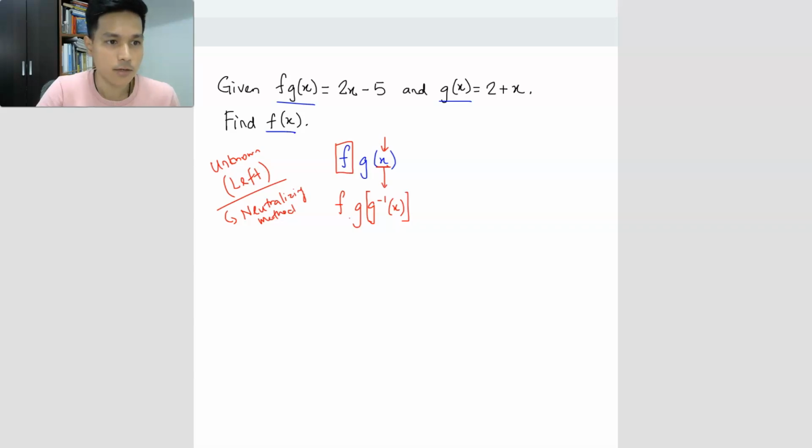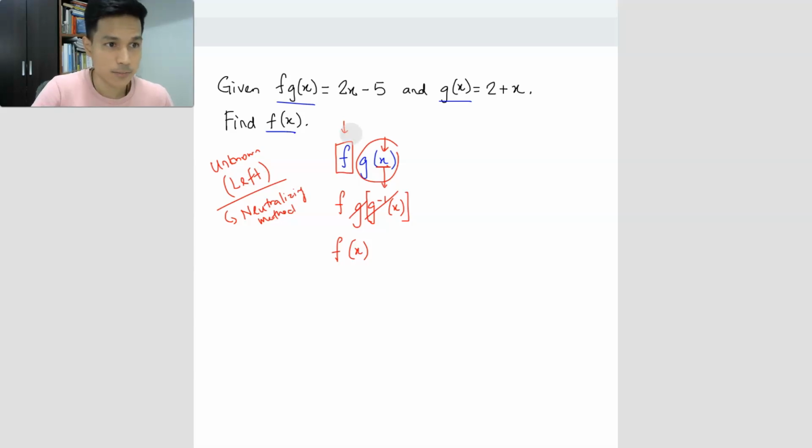Why do you do that? Because you can neutralize. So when you neutralize, what do you have? You have f(x), correct? So that is the concept we are going to do. We are going to put in the inverse of whatever you want to eliminate. Since I want to eliminate the g function, I put the inverse of g, so that I can eliminate the g, and I'm left with whatever is on the left here, which is the f(x). Okay, so remember, if the unknown is on the right, which is the previous example just now, you just do like how you normally do. But if the unknown is on the left, like here, then you have to neutralize it by eliminating the one on the right.